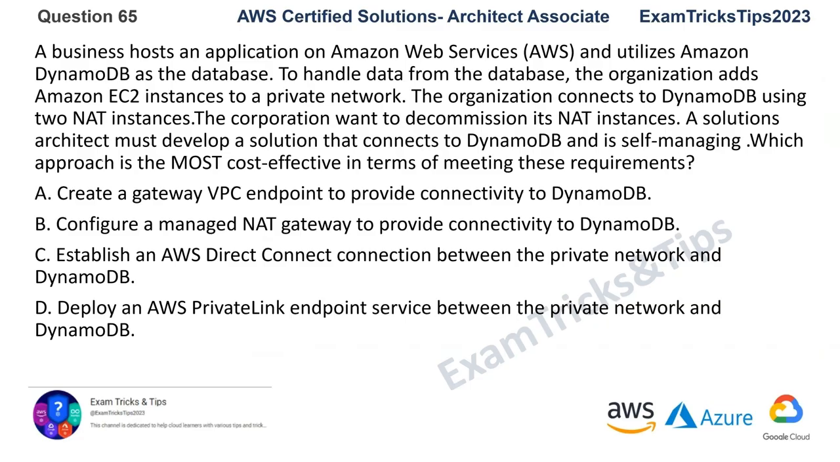Question 65. A business hosts an application on Amazon Web Services and utilizes Amazon DynamoDB as a database. To handle data from the database, the organization adds an EC2 instance to a private network. The organization connects to DynamoDB using two NAT instances. The corporation wants to decommission its NAT instances. A solutions architect must develop a solution that connects to DynamoDB and is self-managing. Which approach is the most cost-effective in terms of meeting these requirements?